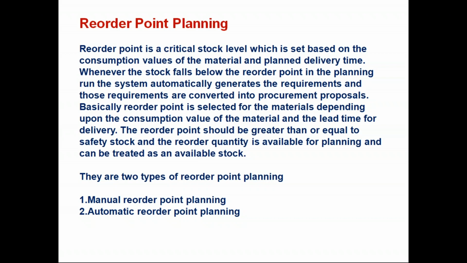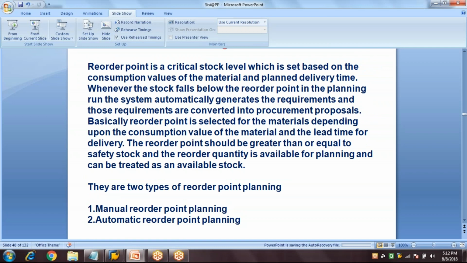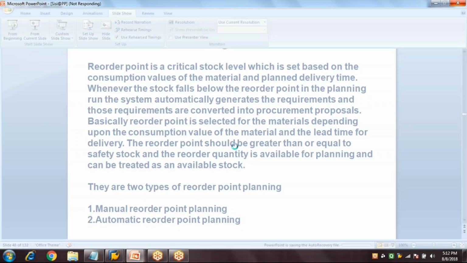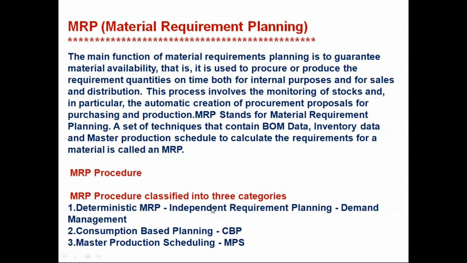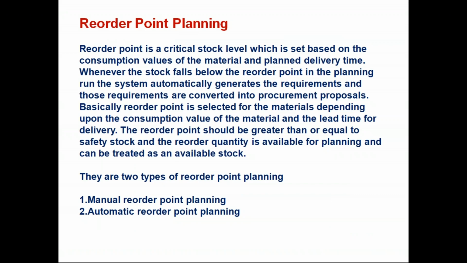Now see guys, here again I'll show what are the total types of plannings we have. One is independent requirement planning and demand management. Second one, consumption based planning, and the third one, master production scheduling. So consumption based planning is a planning where exactly the integration of PP with MM takes place. Here we are going to see the procurement of the raw materials. So first we'll see this consumption based planning, then we'll go for our production planning. Then you can understand the process. Unless you have the raw materials, there is no word called production. That's the point, guys.